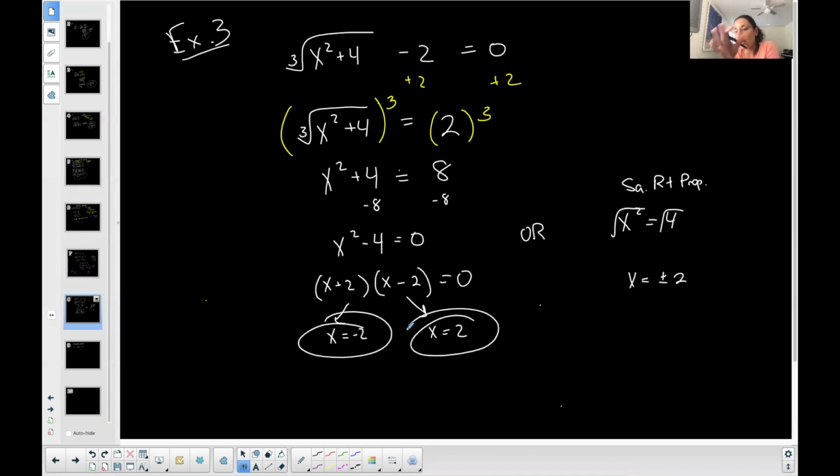Now I didn't show that. You guys can actually practice showing the check part, plugging it in, but I wanted to at least show you a radical equation with an index other than 2. So at least we did one with 3. In my next video, I'll do another extraneous solution case, but not difficult, right?